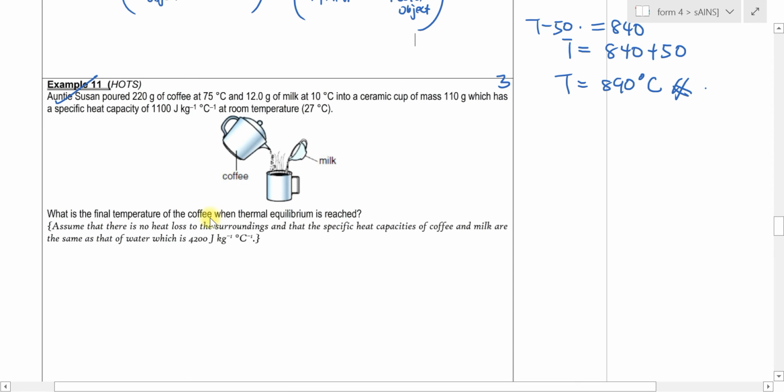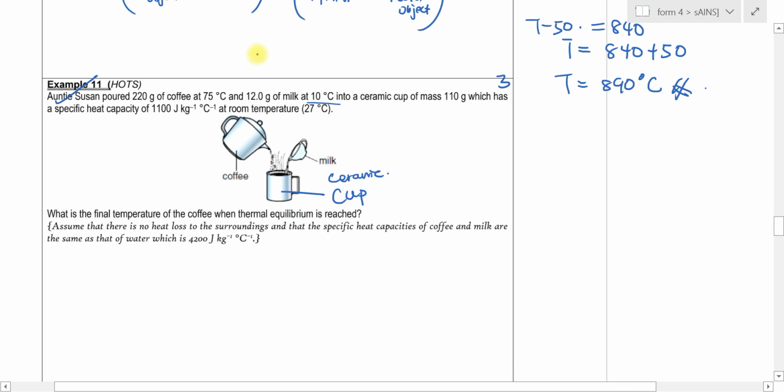Next, what is the final temperature of the coffee when thermal equilibrium is reached? Auntie Susan pours 220 gram of coffee at 75 degrees Celsius and 12 gram of milk at 10 degrees Celsius in a ceramic cup of mass 110 gram, which has a specific capacity. So we have the ceramic cup here. What is the final temperature of the coffee? We have coffee, we have milk, and also the cup, the ceramic cup.